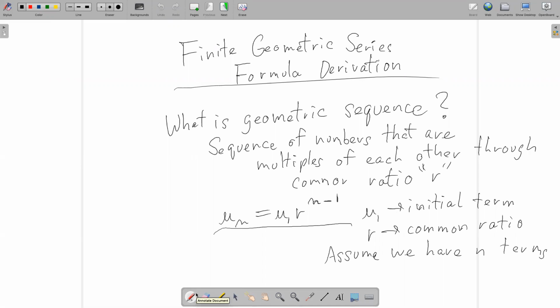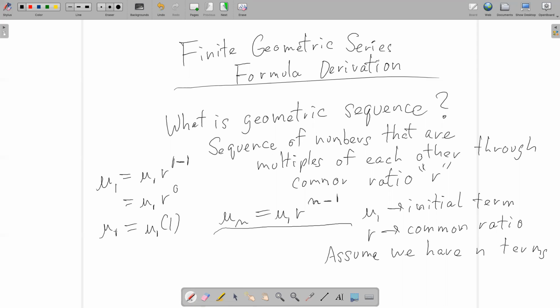the n minus 1. As I mentioned in my arithmetic series video, the reason why we have an index of n minus 1 instead of n is because when we want to plug in n equals 1, we end up back with the original term u sub 1. For this case, if we do that, u sub 1 equals u sub 1 times r to the 1 minus 1, and we get simply that the common ratio is being raised to the 0 power. Anything raised to the 0 power is 1, so we get u sub 1 back.